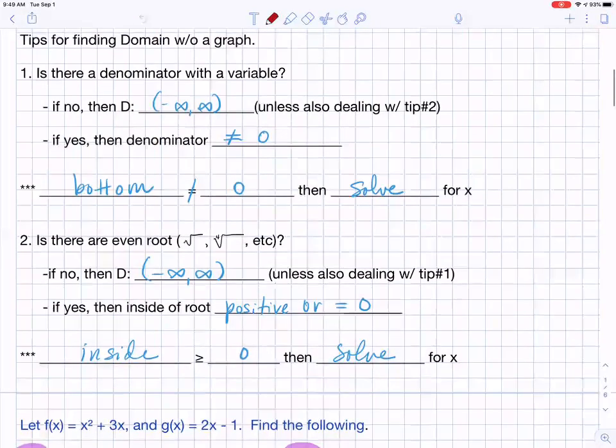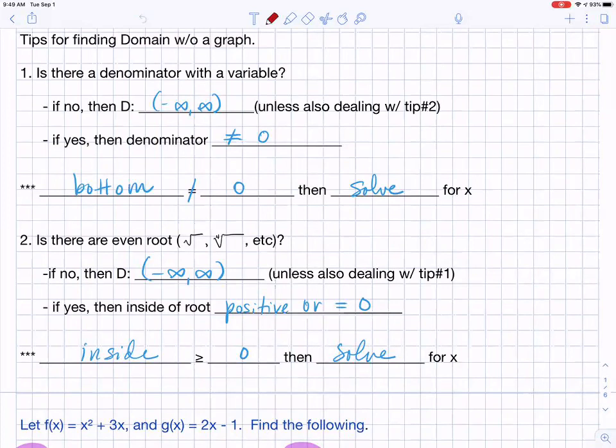Finding domain. We're going to keep coming back to these two questions over and over again. So be comfortable with the two questions. Question number 1, do you have any letters on bottom? I know it says, is there a denominator with a variable? Okay, but the English version of that is letters on bottom. That's all we care about. Do you have any letters on bottom?